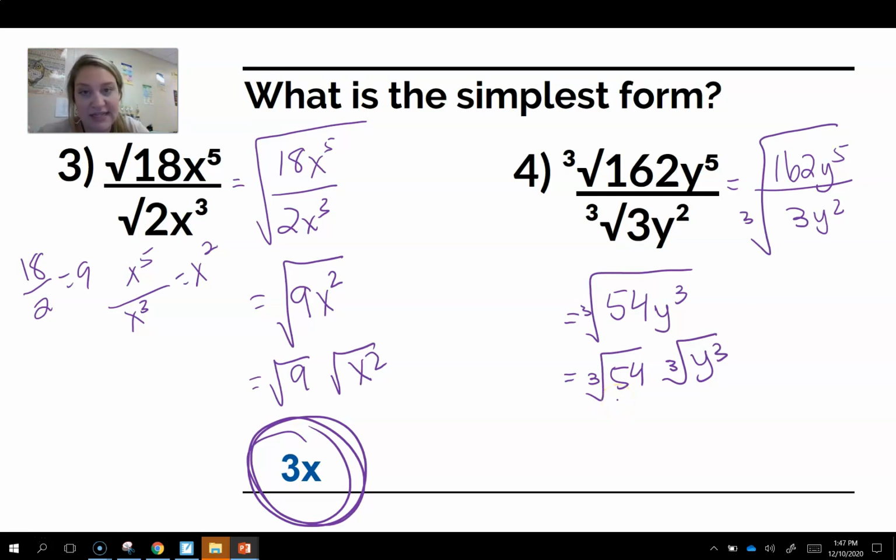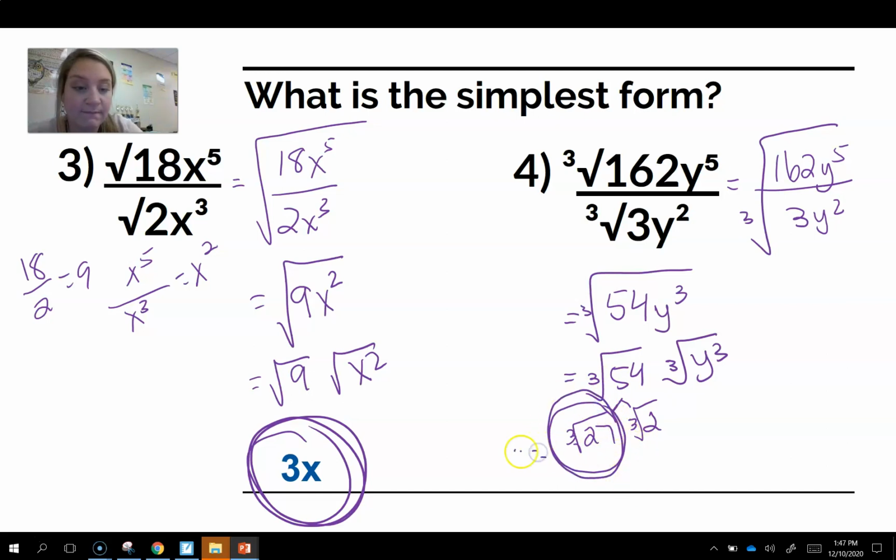What I am going to do is simplify it. See, is there a perfect cube in it? So this is where simplifying radicals comes in. I can split apart 54 to be 27 times 2. And I did that because the cube root of 27 is a perfect cube. That's going to be equal to 3.